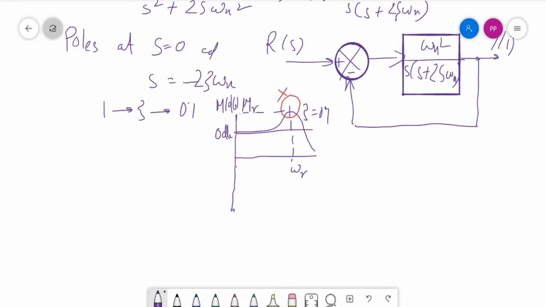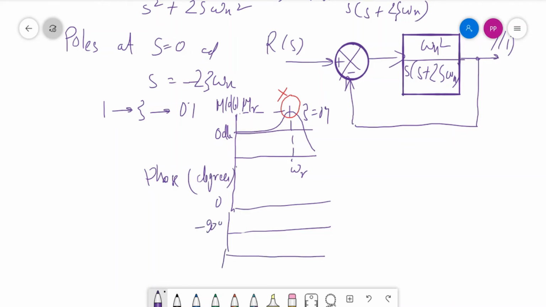So for this, the phase will be, this is your 0 degree line, this is your minus 90 degree line, and this is your minus 180 degree line. So we will see that we will have a response like this when eta equals 0.1. So this open loop transfer function generates an effect of resonant peak in the response as observed in the Bode plot.